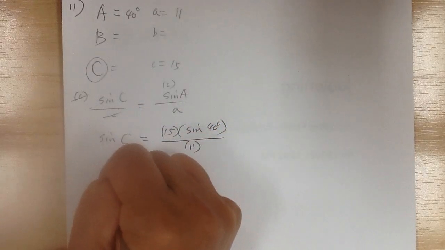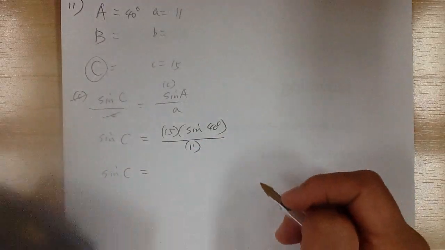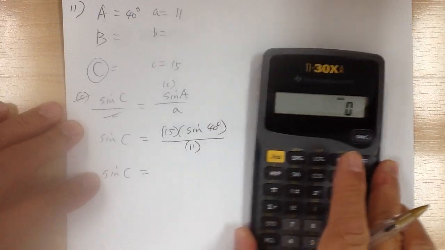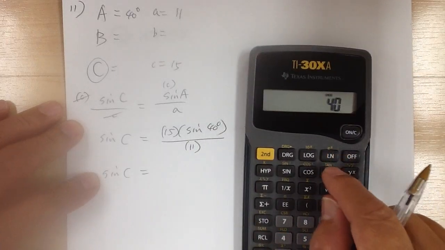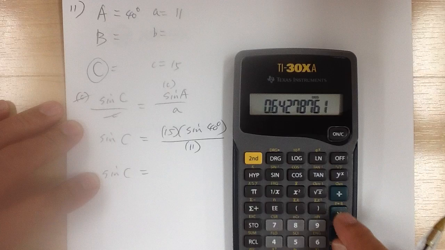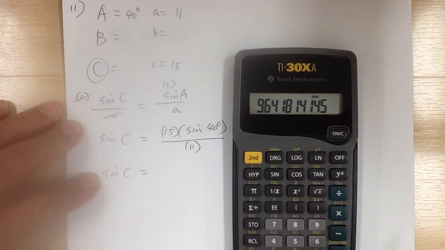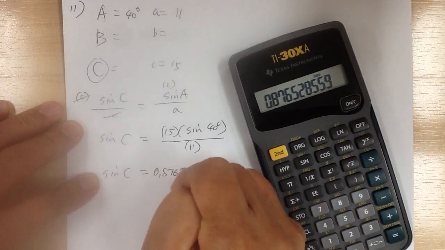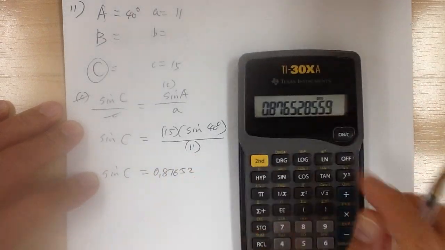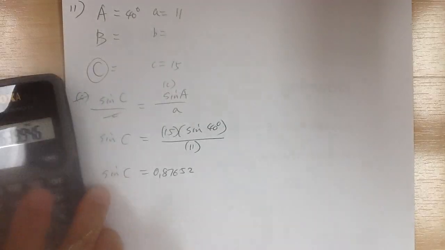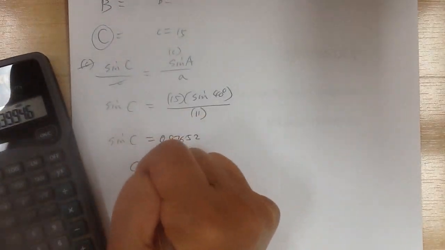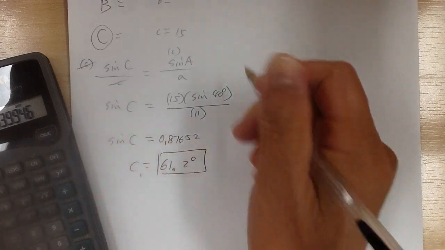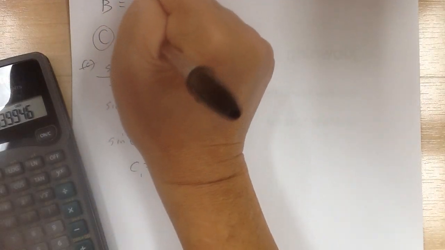Okay, so sine C equal to, so get 40 sine times 15 divided by 11 equal, so you're going to get 0.87652, and you go second sine. Okay, so C equal to 61.2 degrees. So that's your first one. Okay, so that's your 61.2 degrees.